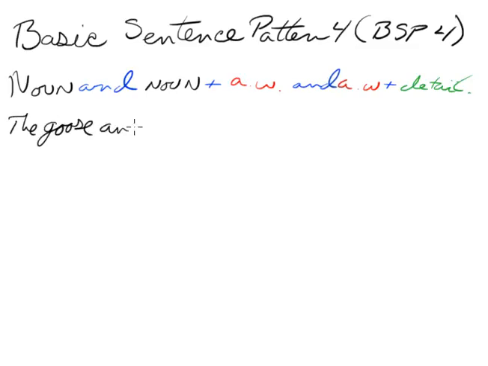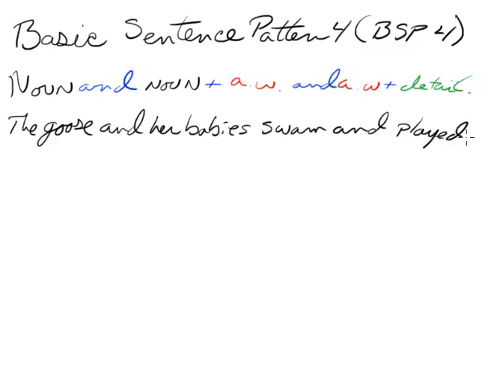So, for example, we have the goose and her babies swam and played by the water. So the two actions and the nouns are occurring simultaneously or in at least very close sequence of one another. You can see the goose and her babies both swimming and playing in the water. That makes sense to the reader.